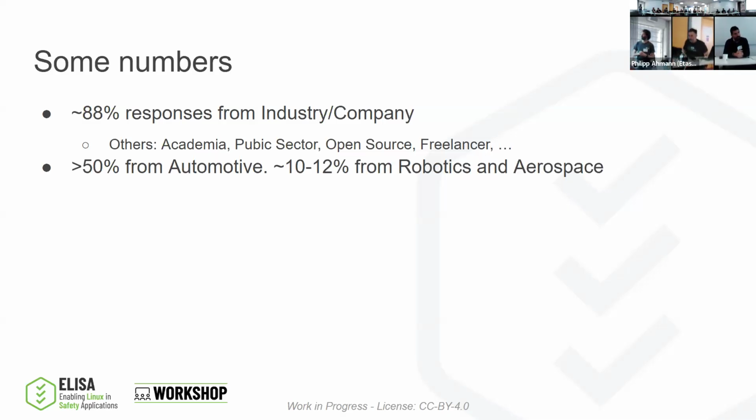It's not super surprising, but we also have public sector engagement, open source freelancers, so it's in there. Again, then for going wider on industry, 50% plus were from automotive, and then around 2 to 12% each from robotics and aerospace. So we cover 80 to 90% in these 3 domains.